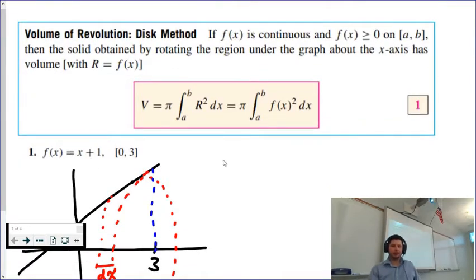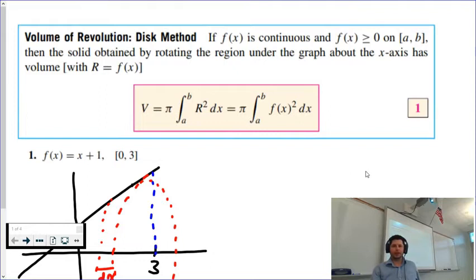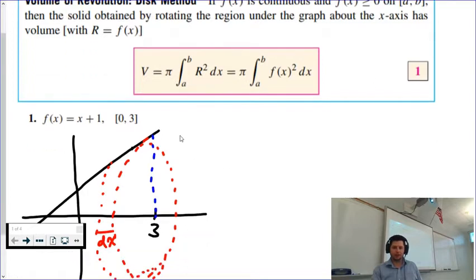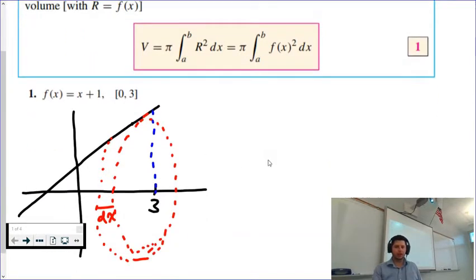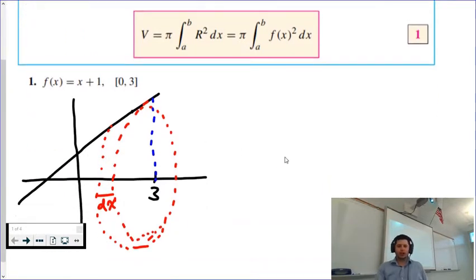We're going to talk about the volume of revolution disk method. So you can see up at the top, if f of x is continuous and f of x is greater than 0 on this interval a to b, then the solid obtained by rotating the region under the graph about the x-axis has a volume with r equals f of x of this. So I wanted to show an example and talk about this formula, where it comes from.